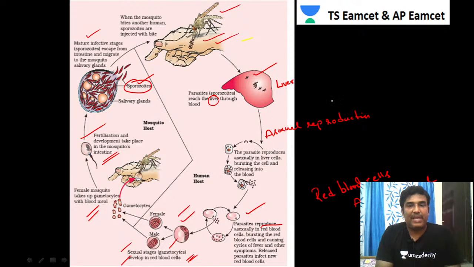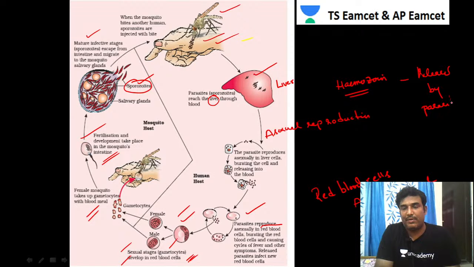Actually there is one chemical, the name of the chemical is called haemozoin. This haemozoin is released by this parasite. That is the important point we have to remember here.